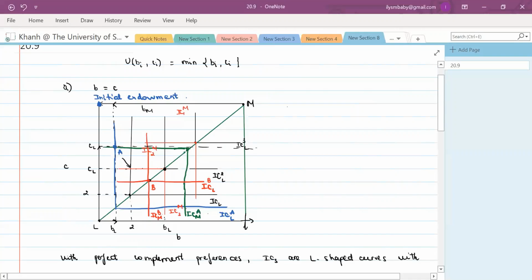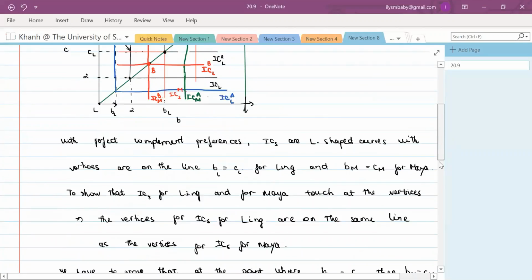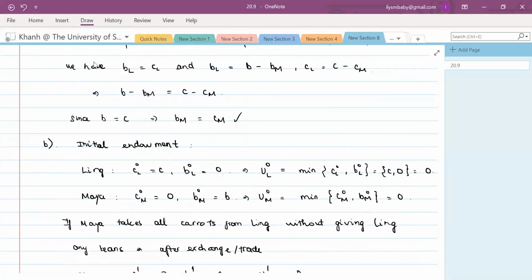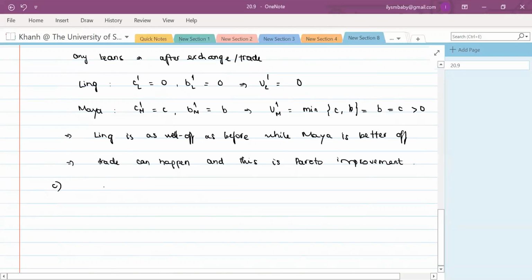Now, as you can see, this is already the Pareto efficient point, because they can't trade in any way away from this point that makes both of them better off. If they move away from this point, they are going to make at least one of them worse off, and therefore trade is going to stop there. So they are going to trade up until they reach a division where BL equals CL, and then they're going to stop there.